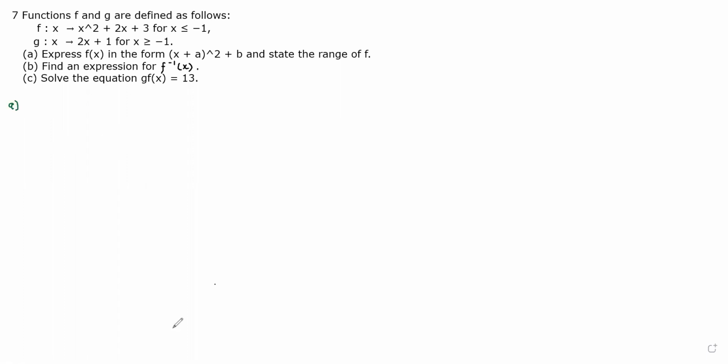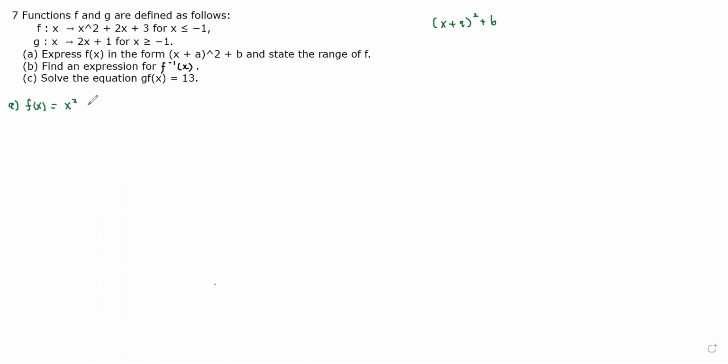Part A, we need to express f(x) in the form (x + a)² + b and to state the range of f. In this form, we have (x + a)² + b. This is what we call the vertex form of a quadratic. And in order to do that, we have to complete the square.